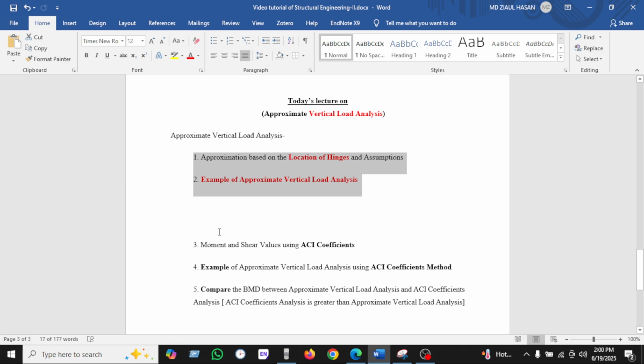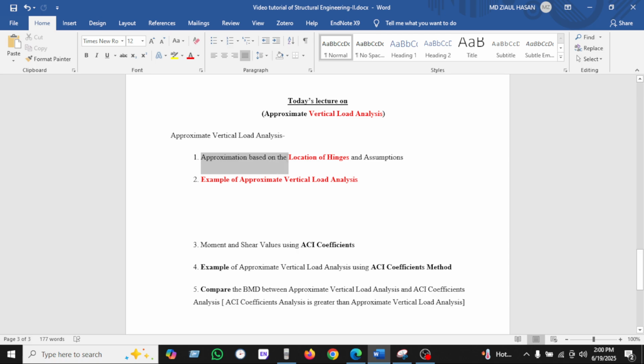Additionally, I will try to deliver a lecture with moment and shear values using coefficients, and then an example of approximate vertical load analysis using the ACI coefficient method. Then we compare the bending moment diagram between the approximate vertical load analysis and the ACI coefficient analysis. We have found the ACI coefficient analysis gives better results. Okay, let's start.